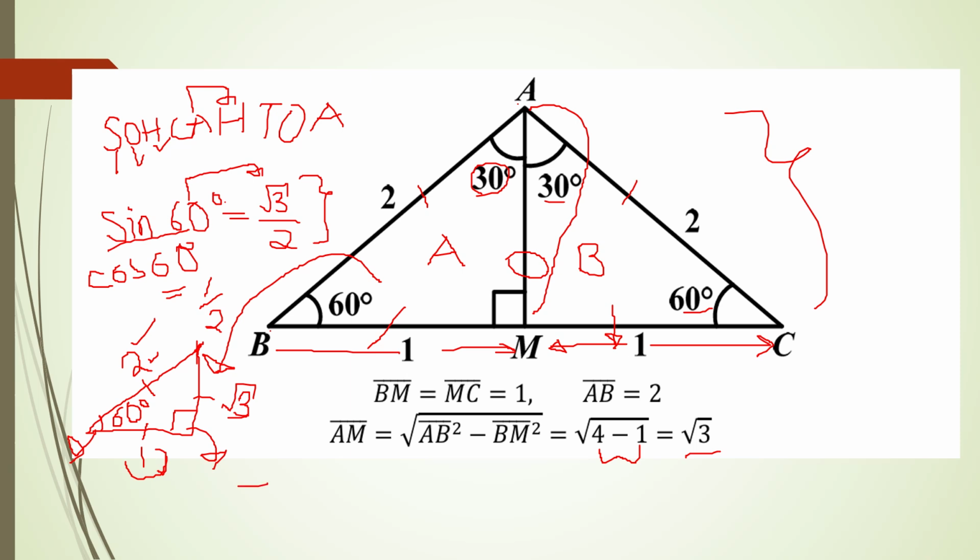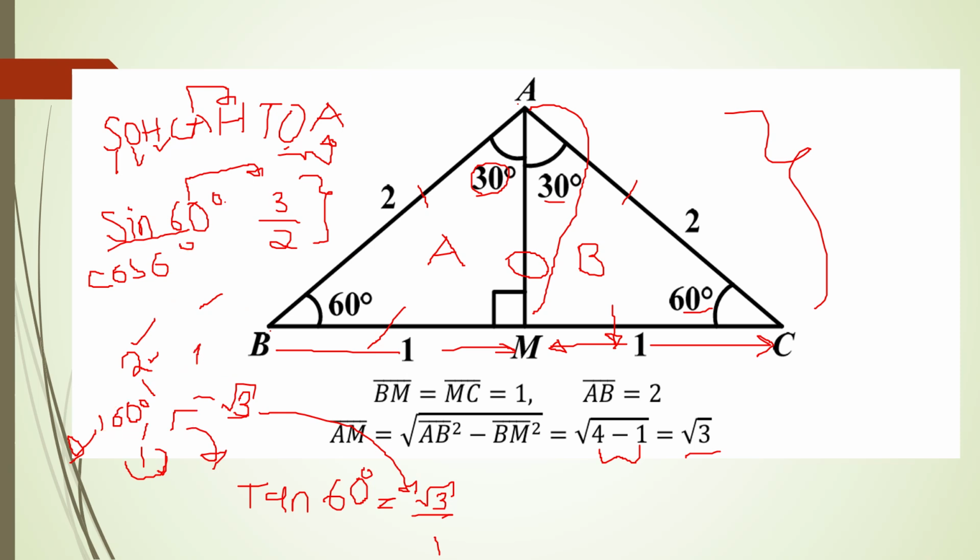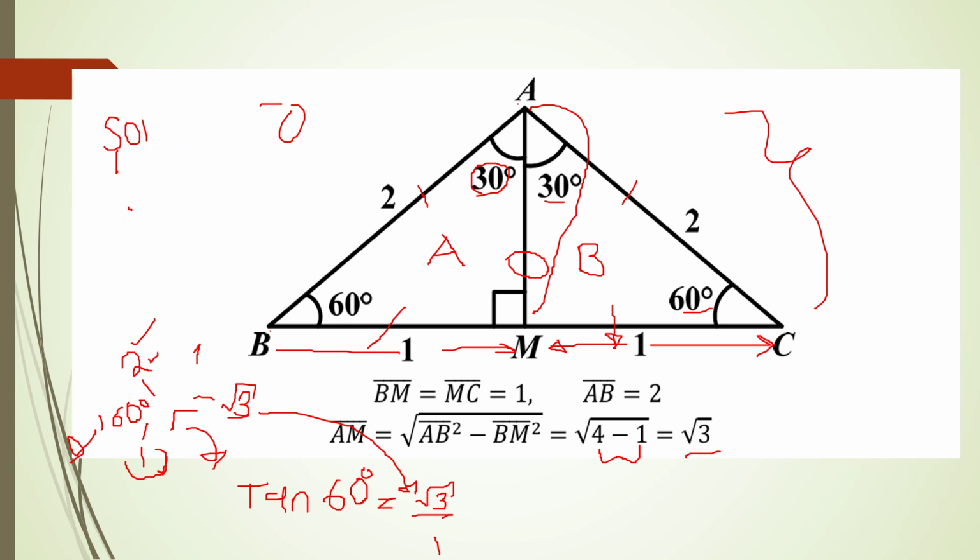Then you also get tan 60. So tan 60 according to this sketch, tan according to SOHCAHTOA is the same as opposite divided by adjacent. And our opposite for this case is the same as root 3. So we're going to say that tan 60 is going to be equal to root 3 divided by our adjacent, which is 1. So it means that tan 60 is the same as root 3.